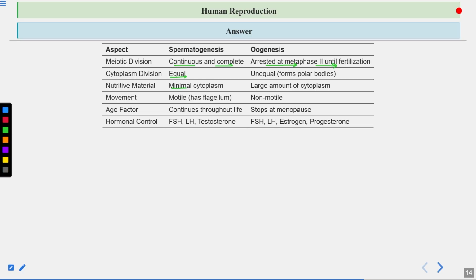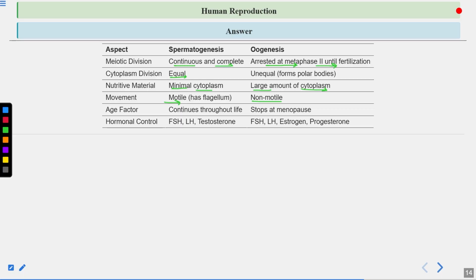Now, sperms contain minimum cytoplasm. In oogenesis, the eggs which are produced contain a large amount of cytoplasm. You already know why they contain a large amount of cytoplasm. Then sperms are motile. They have a tail, and with the help of the tail they can move. We have already studied that for movement, energy is required, and this energy is provided by the mitochondria present in the middle piece of the sperm. Then the egg is non-motile.